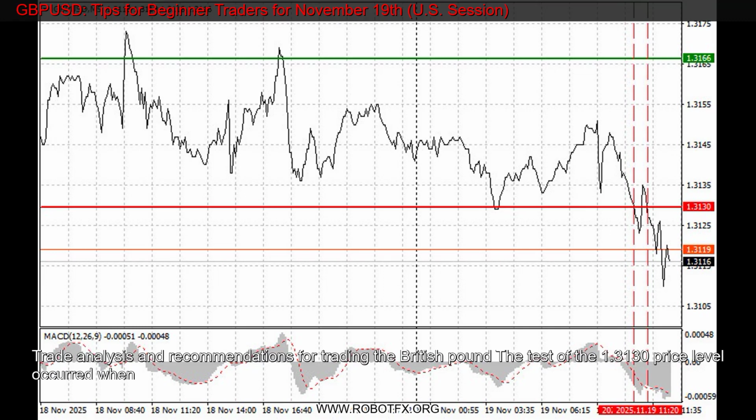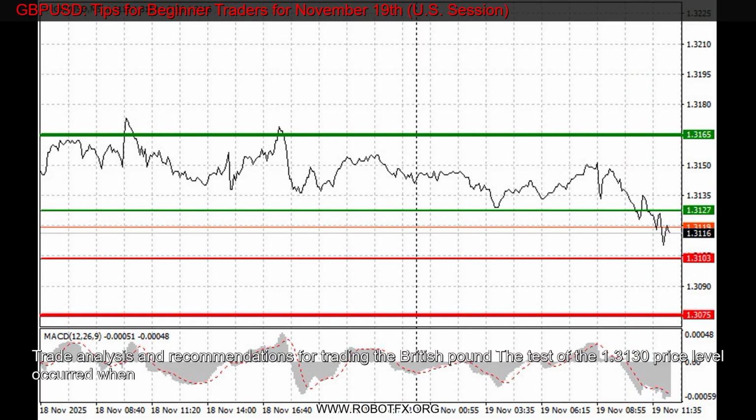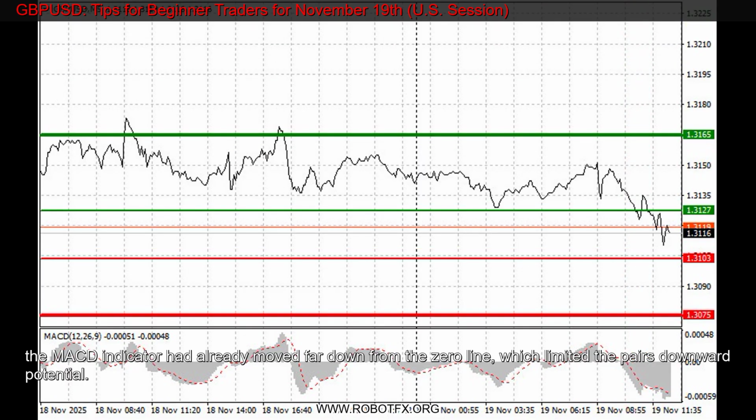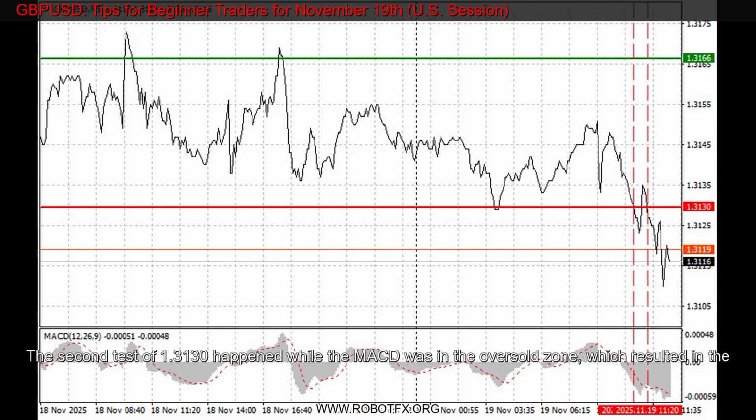Trade analysis and recommendations for trading the British pound. The test of the 1.3130 price level occurred when the MACD indicator had already moved far down from the zero line, which limited the pair's downward potential. The second test of 1.3130 happened while the MACD was in the oversold zone, which resulted in the implementation of scenario No. 2 for buying the pound, although the pair did not manage to show any significant upward movement.